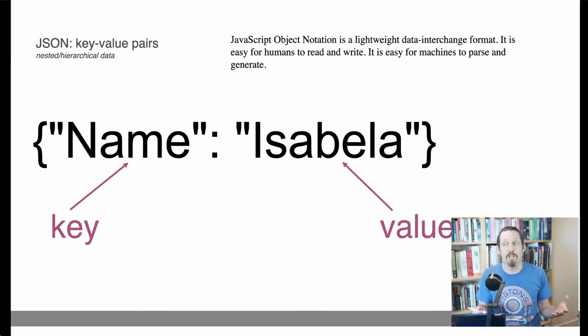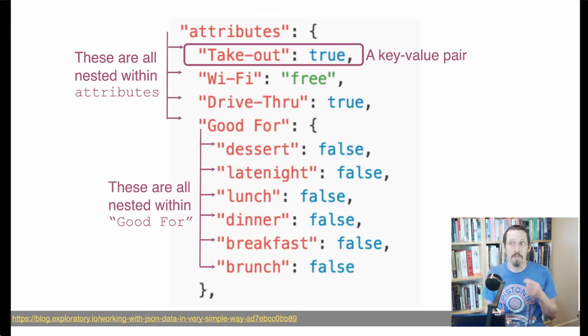A CSV file and a spreadsheet are both tables. Fundamentally, they're a table. This is a key value setup. So you have a key like name, that's the name of the variable, and then a value, Isabella. All right, and you can structure data using this format. So here's a little bit more of a JSON file.